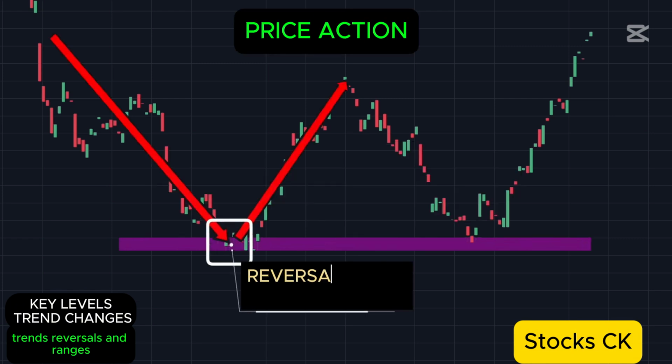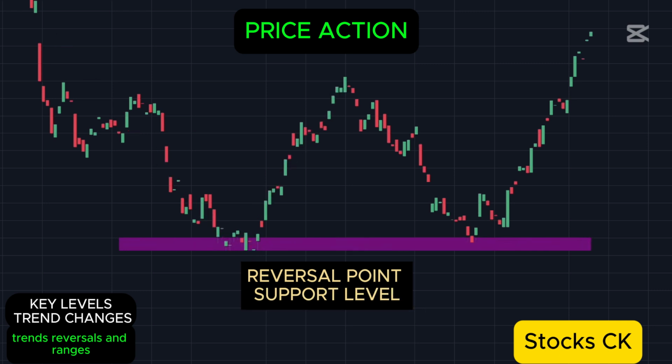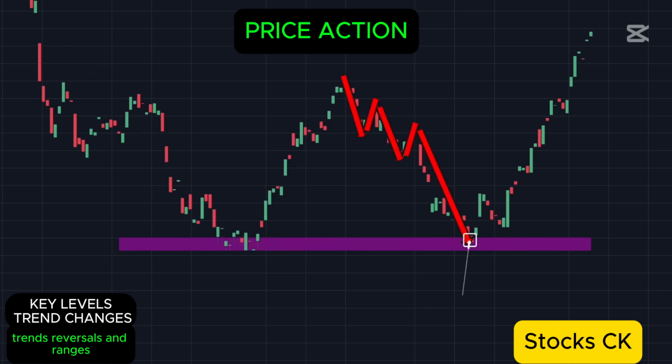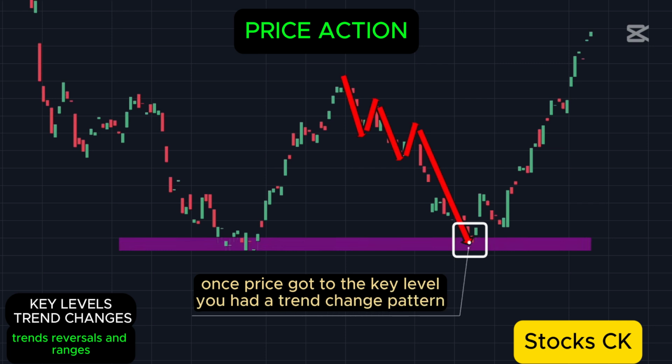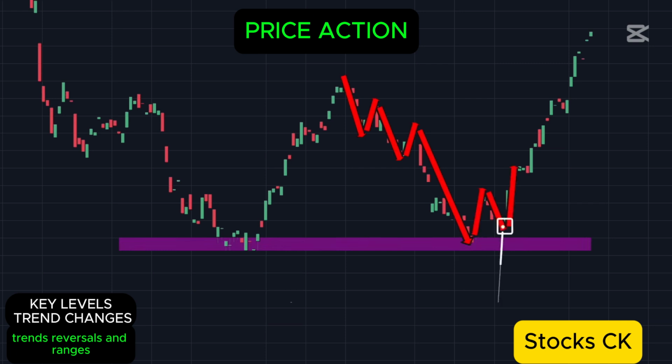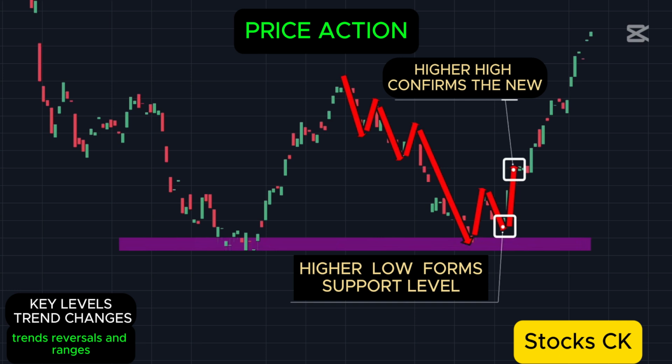This reversal point here gives you your key support level. You have your downtrend here through the lower highs and lower lows. Once price got to the key level, you had a trend change pattern through the higher low and higher high that formed, which presented a great long trade setup.